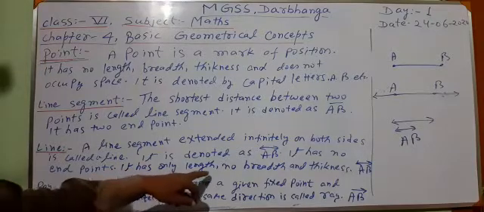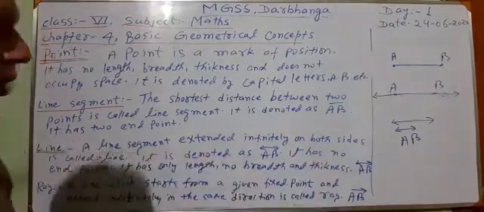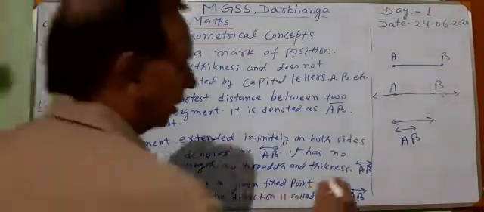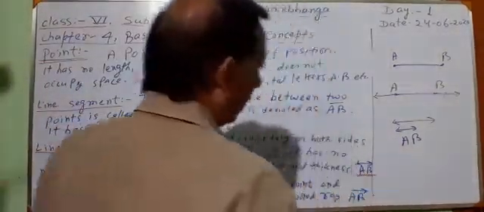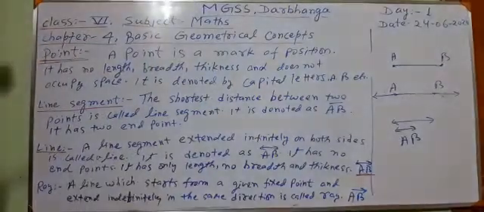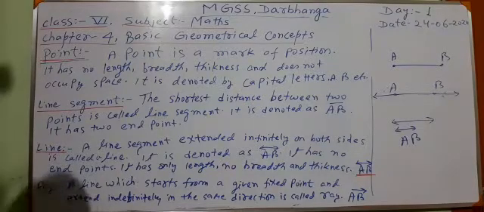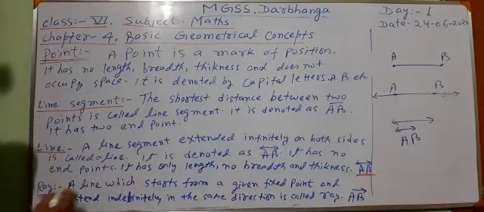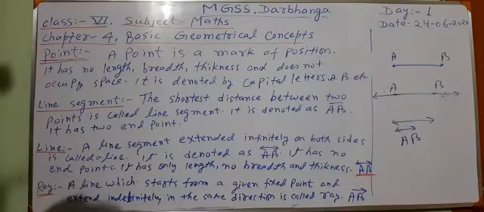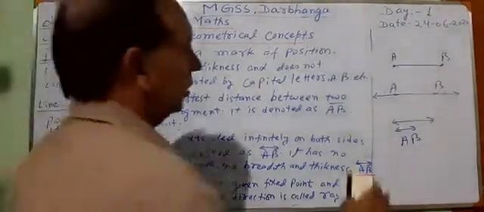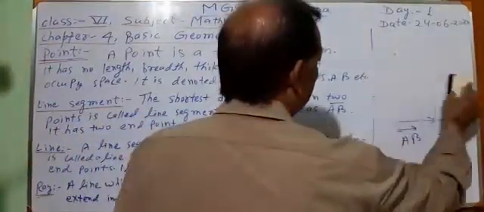It has only length, no breadth and thickness. This is the symbol of line AB. We shall read it as line AB. Then there is the ray. What is a ray? A line which starts from a given fixed point and extends indefinitely. This is a ray. Now read about the ray.